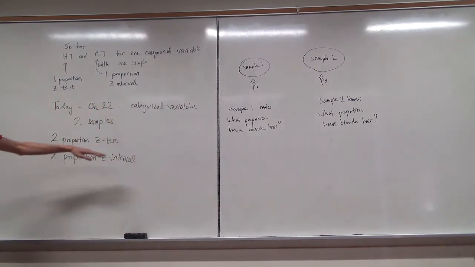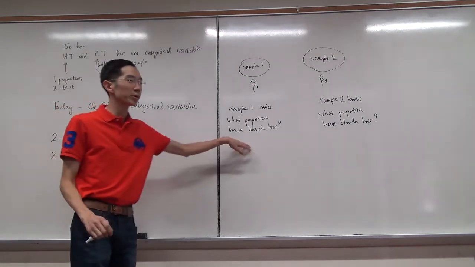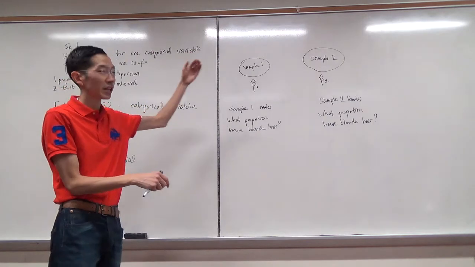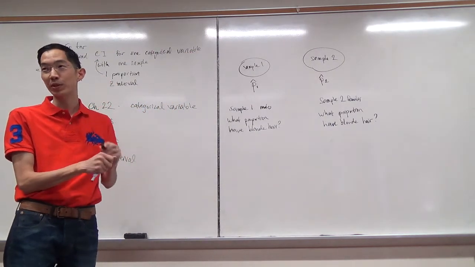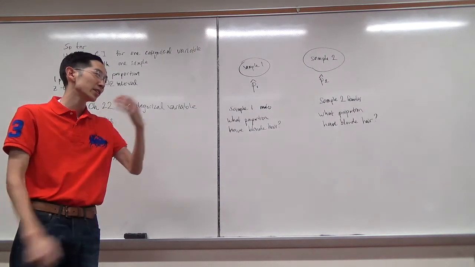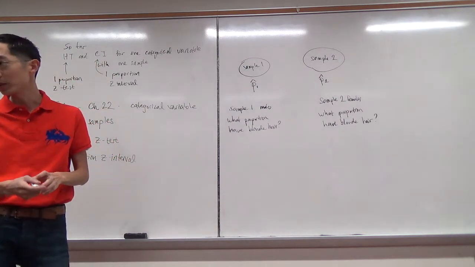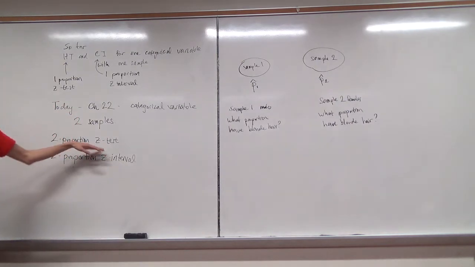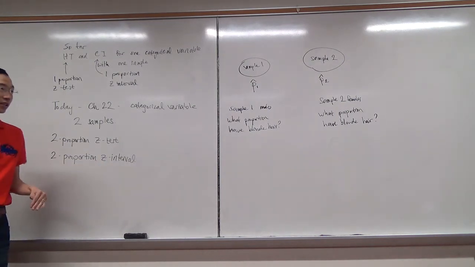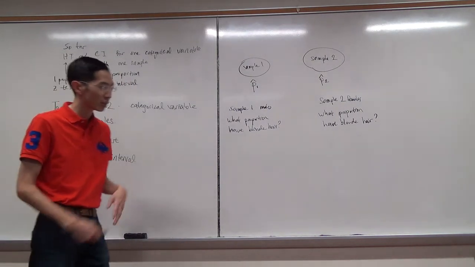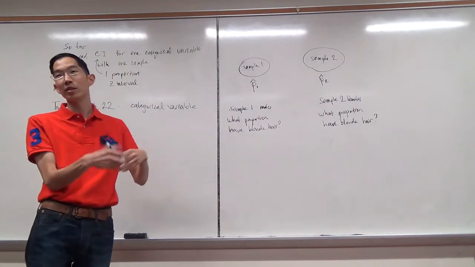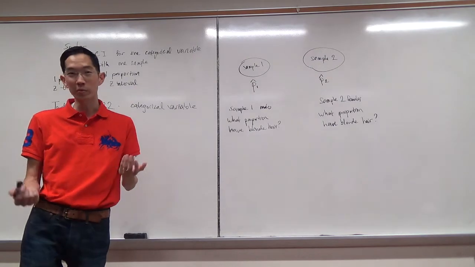So when we do a Z test, we will be testing the hypotheses that the respective populations have the same proportion. That the proportion of men in the population with blonde hair is equal to the proportion of women in the population with blonde hair. That would be what we do for the Z test. The Z interval says, well, let's not make any assumptions about the population. Let's just look at what the data says and see what the data says about the populations.